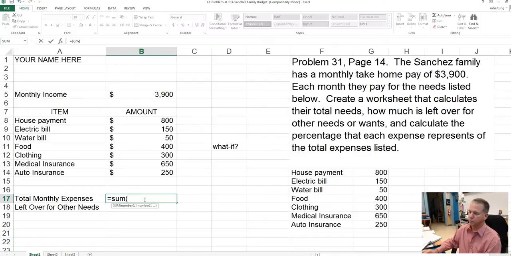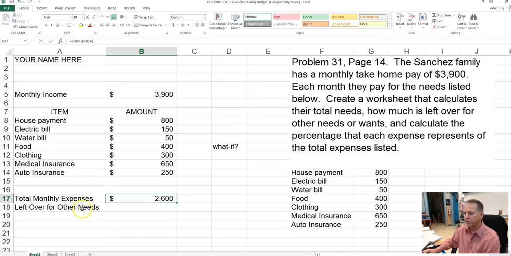S-U-M, parenthesis, puts us in the point mode. Select the values, and you get these nice marching ants going around our selection or range of data. Close it with another parenthesis, and enter, or click the check mark right there. So our total is $2,600.